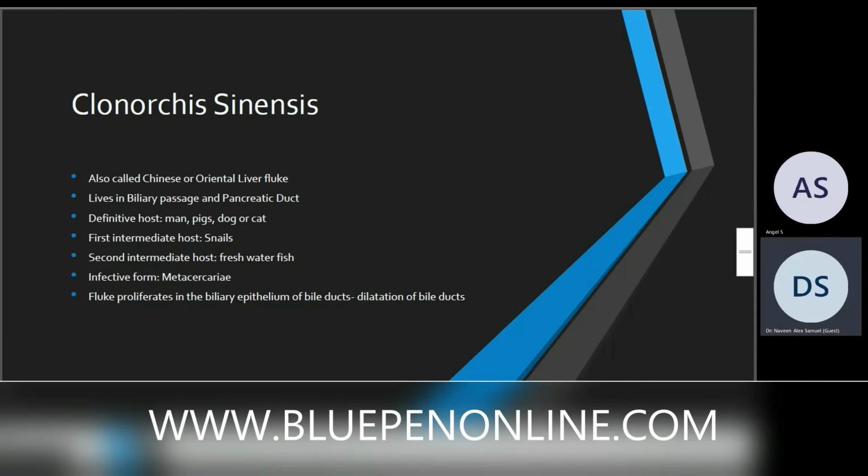Now the next is Clonorchis sinensis. It's also called the Chinese or Oriental liver fluke. It lives in the biliary passage and pancreatic duct. Remember, Clonorchis sinensis lives in the biliary passage and the pancreatic ducts. The definitive host is man, pigs, dog, or cat. The first intermediate host is snails. The second intermediate host is freshwater fish.